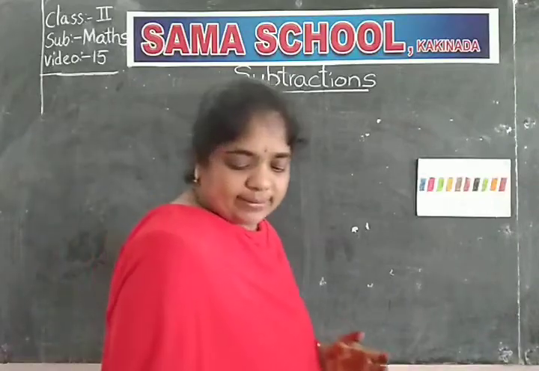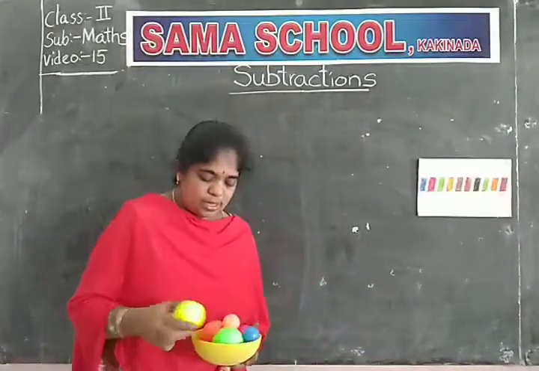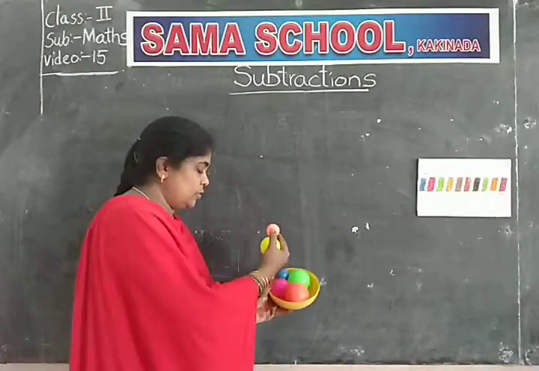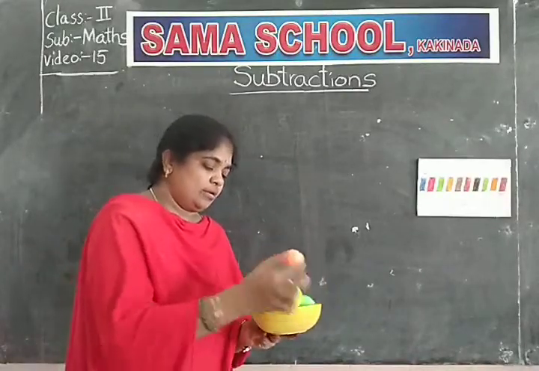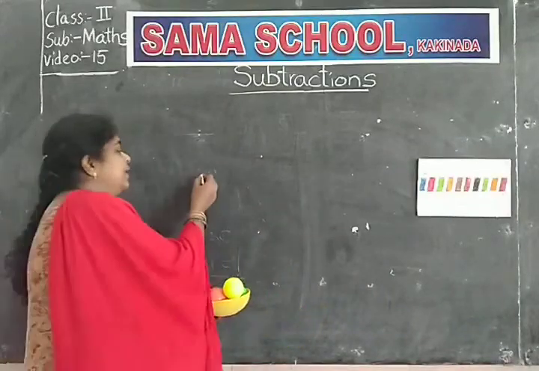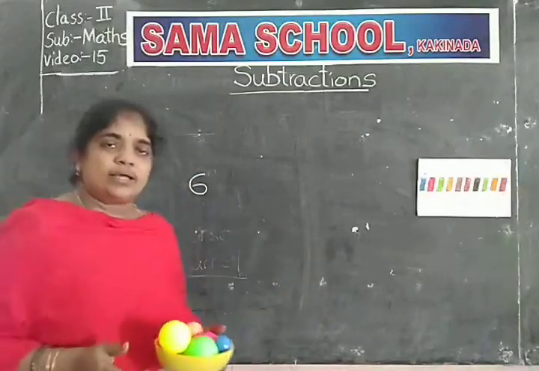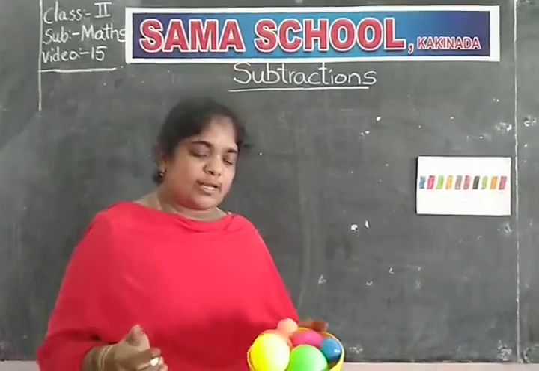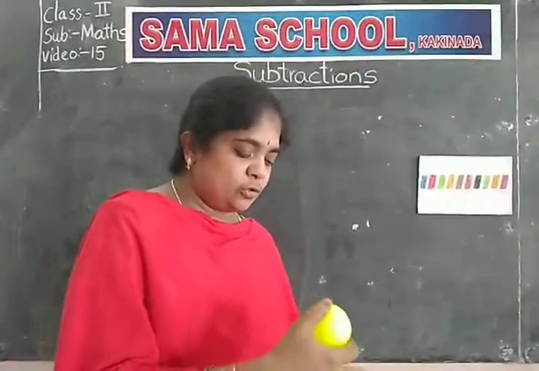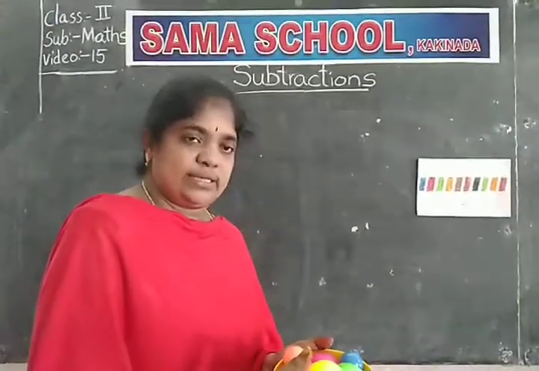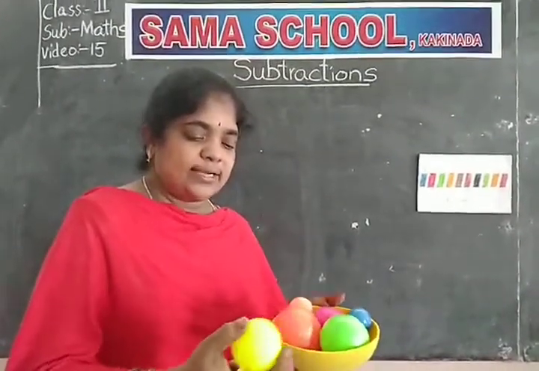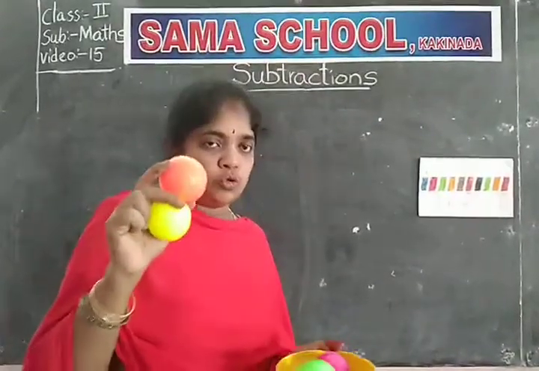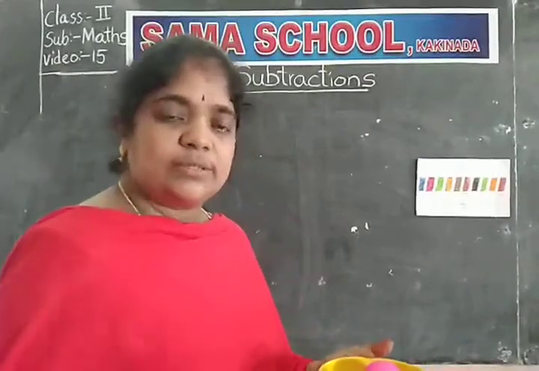Okay. Suppose one example. See how many balls are there in this bowl. 1, 2, 3, 4, 5 and 6. There are 6 balls in the bowl. Okay, I take away 2 balls and I give them to someone.